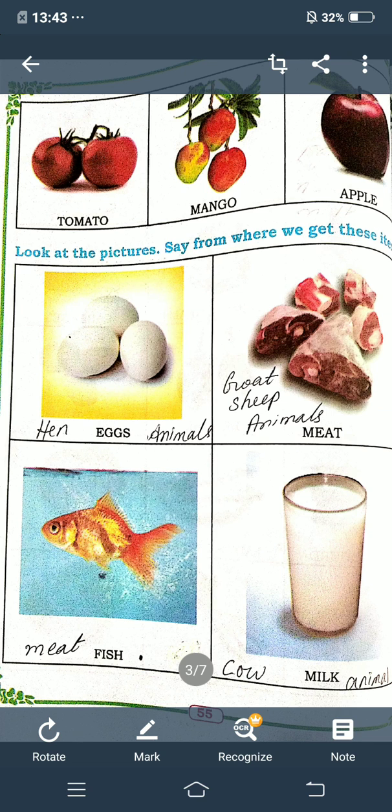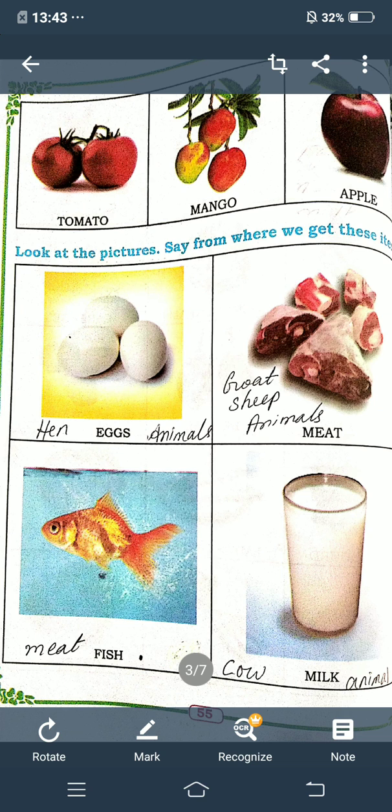Here also some pictures are there. Tomato, mango, apple. Tomato and mango are vegetables and apple is a fruit. This also we get from plants. Next, look at the pictures given and say from where we get these items. In the first picture eggs are given. Where do we get eggs? We get eggs from the hen. It is an animal. So we get it from animals.